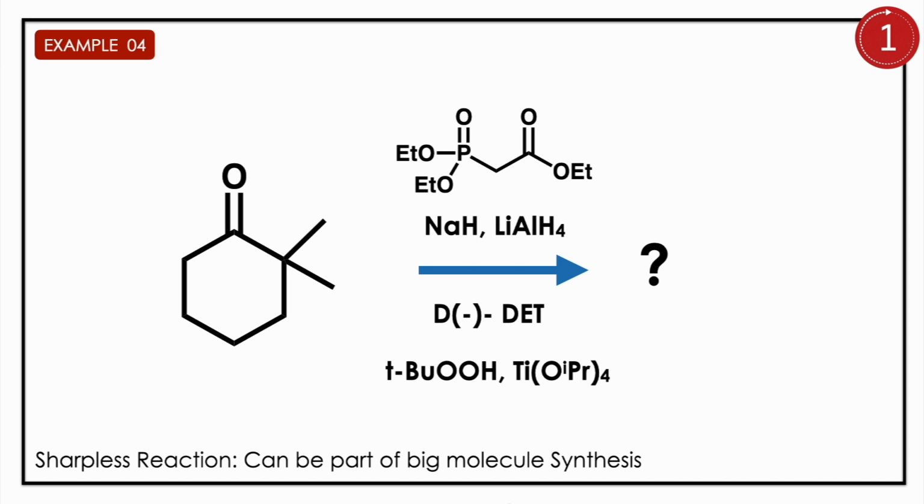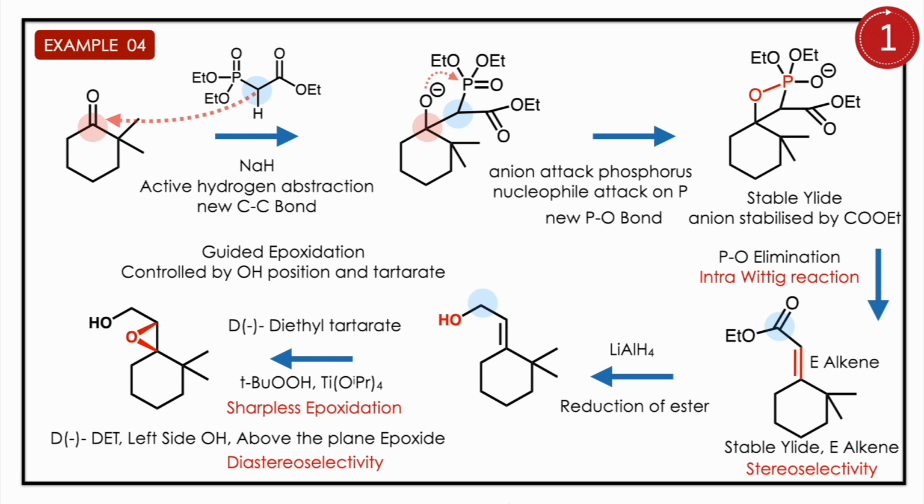Then the next example. Here you have cyclohexanone. In the second position you have a dimethyl group. You are using phosphonate ester and carbonyl ester, then sodium hydride and lithium aluminum hydride, DET, tertiary butyl peroxide, titanium isopropoxide. You should find what will be the final product. This example will help you learn that the Sharpless reaction can be a part of big molecule synthesis.